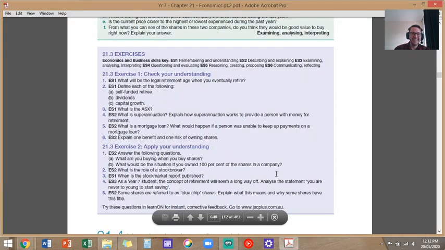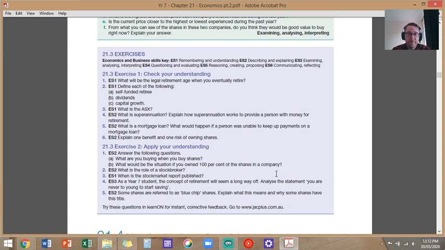Sorry, guys. Question 5. What is a mortgage loan? What would happen if a person was unable to keep up payments on a mortgage loan? So again, we mentioned loans in the slides, and I just very briefly touched on what a mortgage loan is. You just need to scroll up the textbook and look at what a mortgage loan is.